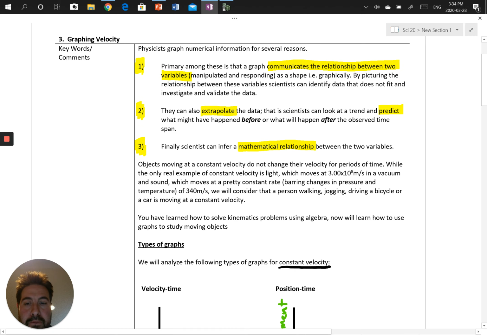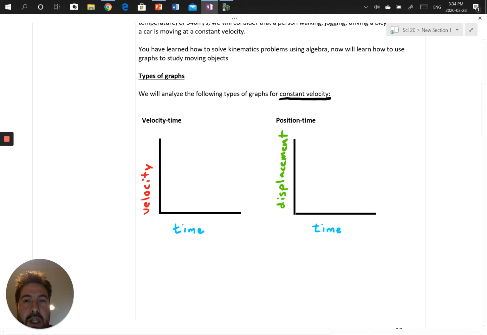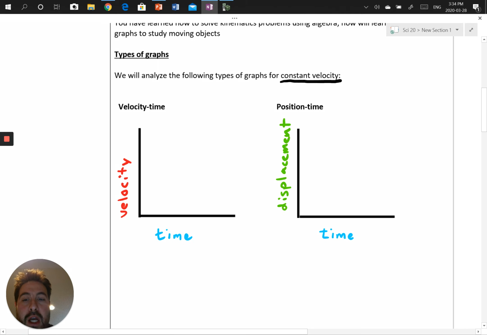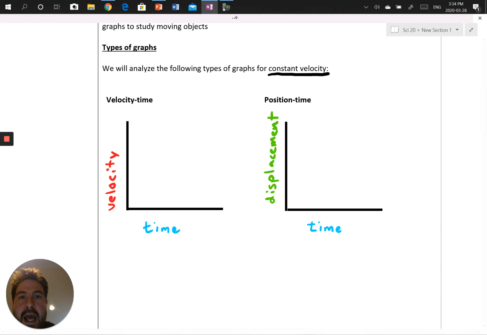So a couple types of graphs that we're going to be looking at here mainly are a velocity time graph and a position time graph. And we're going to be looking at our graphs with time as the manipulated variable. So time is always going to go on the x-axis for us.